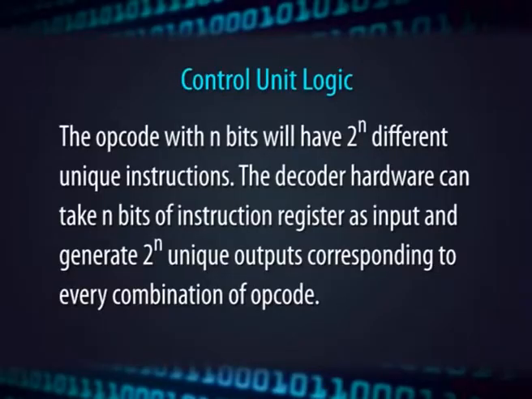To simplify the control unit logic, there should be unique logical input for each opcode. The opcode with n bits will have 2 to the power n different unique instructions. The decoder hardware can take n bits of the instruction register as input and generate 2 to the power n unique outputs corresponding to every combination of opcode. Thus, to summarize, the control unit must control the state of the instruction cycle, which comprises sub cycles like fetch, fetch operand, interrupt and the execute cycle. The control unit should also coordinate the timing of these sub cycles.